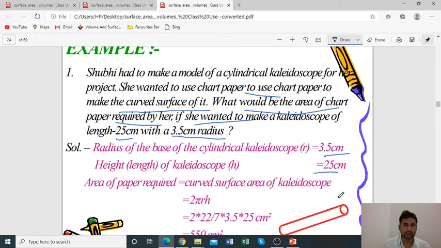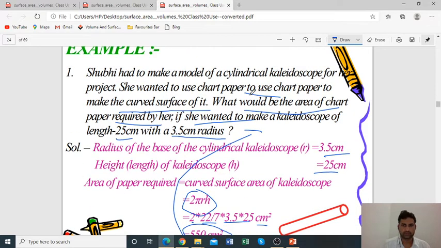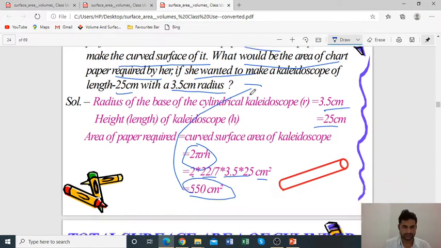So, the area of paper required. First, we find the curved surface area of the cylinder. Already you know the formula for the curved surface area of a cylinder is 2 pi r h. Putting in the values: 2 multiplied by 22 upon 7 multiplied by 3.5 multiplied by 25 centimeters. So 550 square centimeters of paper are required for making the kaleidoscope.